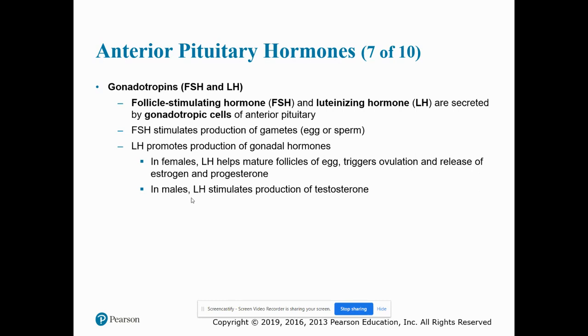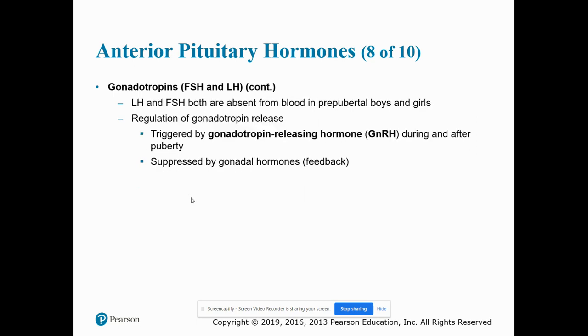In females, luteinizing hormone is going to help mature the follicle of the egg and trigger ovulation and release of estrogen and progesterone. In males, luteinizing hormone is going to stimulate the production of testosterone. In children, boys and girls that have not reached puberty, you're not going to find LH or FSH in the blood. The regulation of gonadotropin release is triggered by gonadotropin releasing hormone during and after puberty. And it's going to be suppressed by gonadal hormones. So this is just going to be a feedback situation.